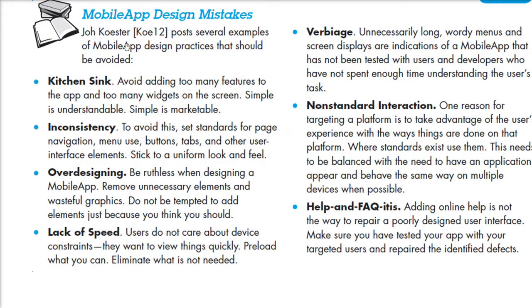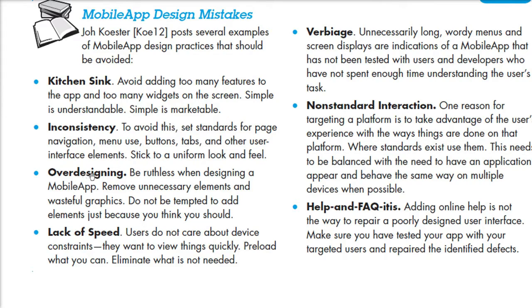So the first is from Joe Coster. He gave certain points. Kitchen sink: we are putting so many features on this app, too many widgets. Simplicity is the key. Second thing is inconsistency. Some navigation is different, some buttons are different, some tabs are different here and there. So stick to a uniform, consistent look and feel.